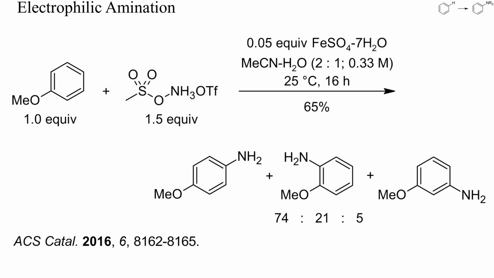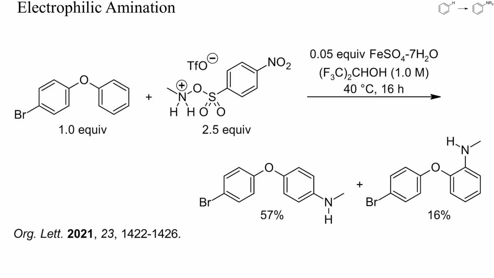In this example, anisole was converted into a mixture of 3 isomeric methoxyanilines by treatment with methylated hydroxylamine and catalytic amounts of iron sulfate. Brominated aryl ethers were more resistant to this type of amination than simple phenyl ethers, as shown here. Only the phenoxy group reacted, but again, a mixture of 2 isomers resulted.